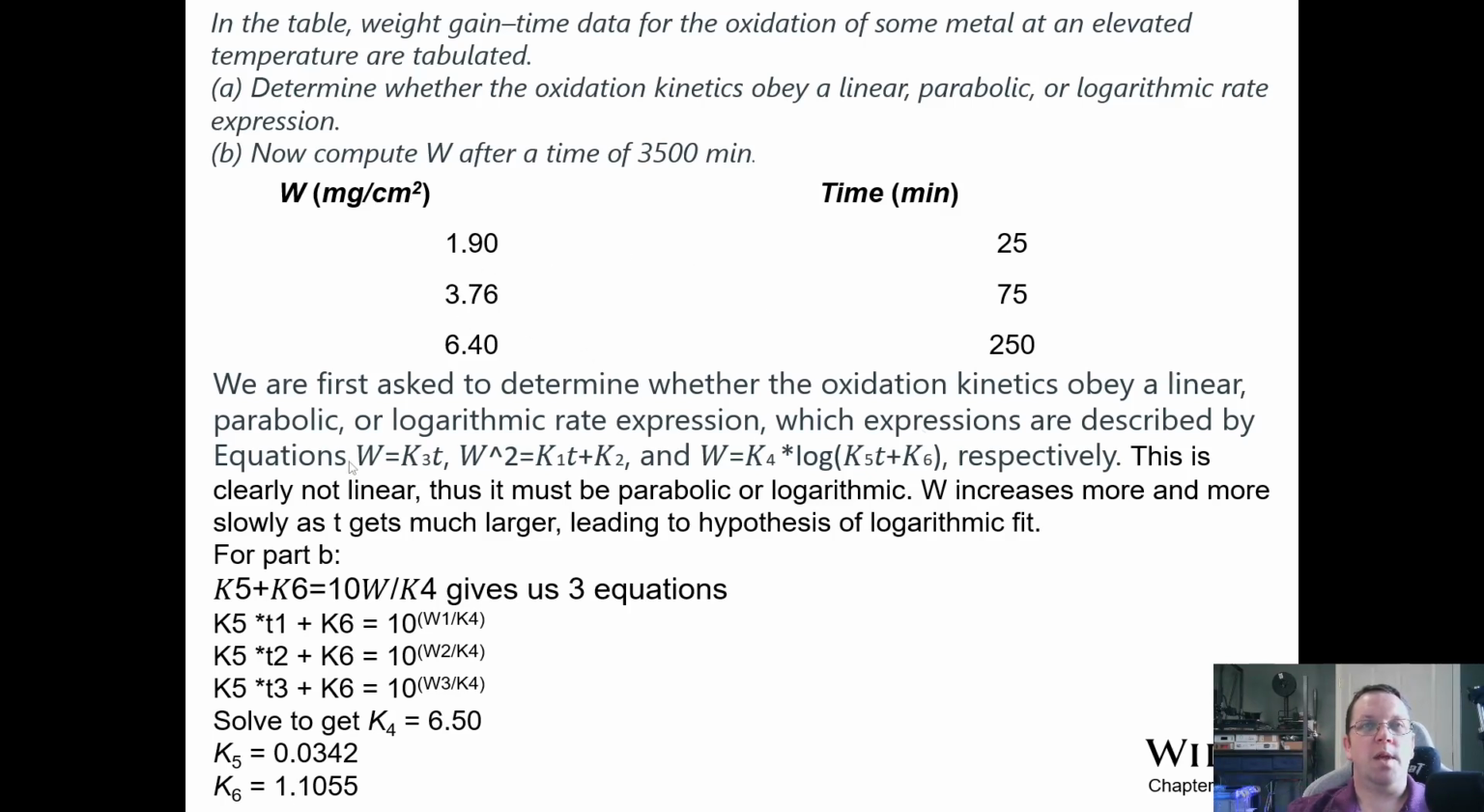So we look at these different equations. Linear is some constant times time gives us W. Parabolic is the square of W is proportional to K1 times some time factor plus a coefficient. And then our logarithmic expression is W is some constant times the log of K5 times time plus K6. So a logarithmic adjustment to an initial fitting constant. And those are the ways that we represent them mathematically. So what does this data fit?